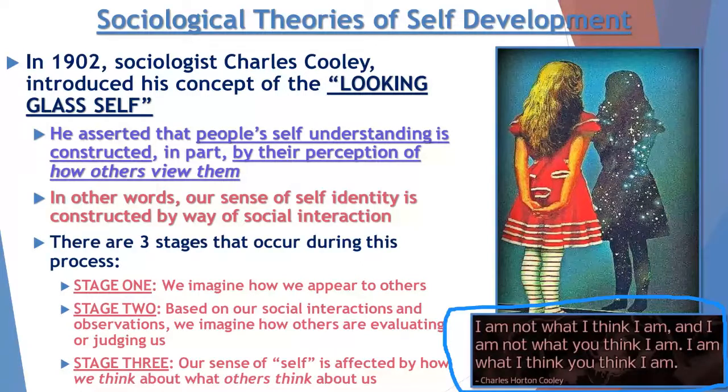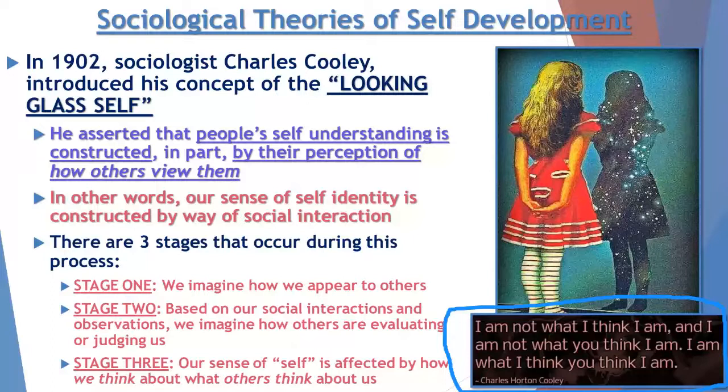So for him, he said our self-understanding is in many ways a social construct. And it's created over time by way of how we perceive how others are judging us or how we perceive how others perceive us. So our sense of self, our identity, is in many ways constructed by our social interactions and how we assess, how are other people looking at me? How are people judging me? And then we come to internalize those thoughts. And that's how we start to define ourselves, by way of those perceived judgments of others.